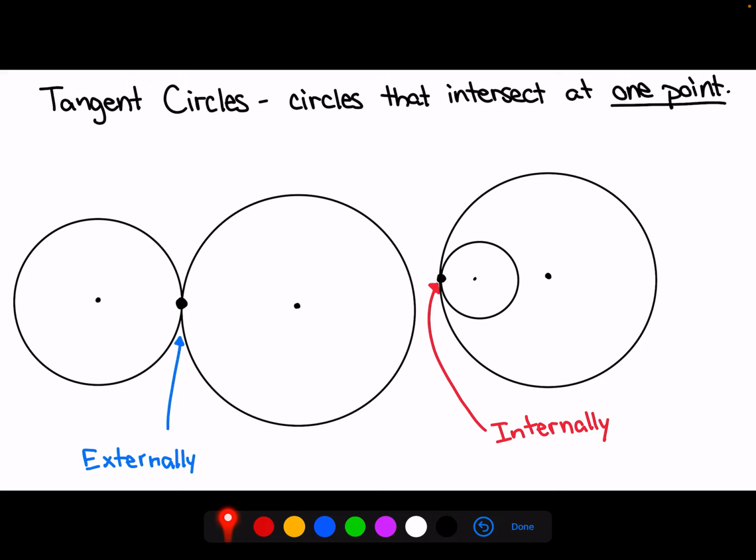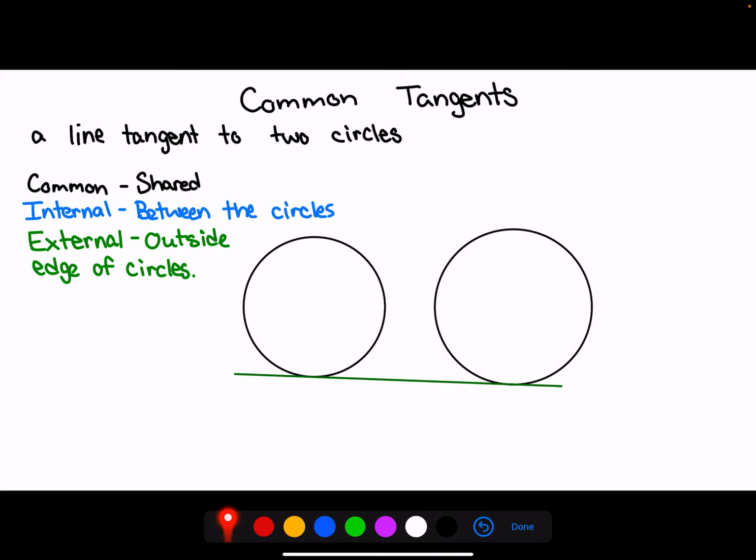Our final definitions that we're going to be talking about before we get into some examples are some that we've seen before, and those deal with common tangents. So a common tangent is a line tangent to two circles. So I already have one example on here. This is our external common tangent. It's external because it is the outside edge of the circles. It's not going in between the circles, it's on the outside edge.